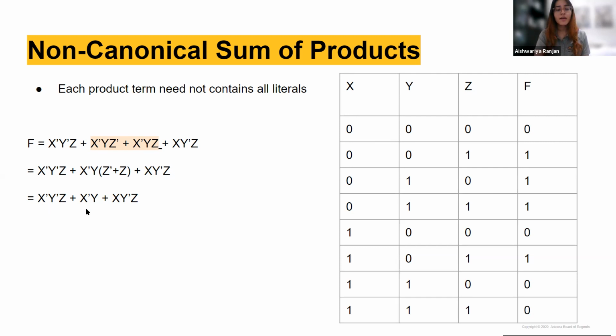So you would end up having this expression. So this term doesn't contain all the literals, it doesn't contain Z, but it's still a valid term. It's still a valid expression. So this is the non-canonical sum of products.